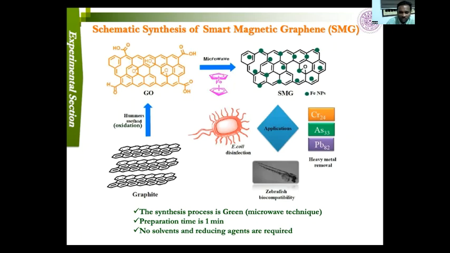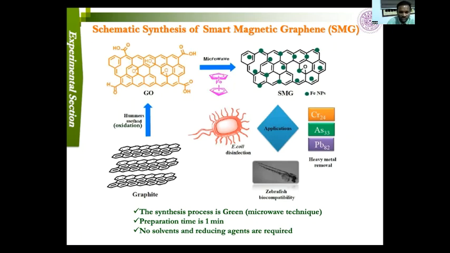After that, if the water contains bacteria, E. coli is the most common water contaminant, so we chose E. coli to demonstrate the antibacterial activity. Finally, any adsorbent should be biocompatible. To study the biocompatibility, we took zebrafish as an aquatic model, because the zebrafish genomic structure is almost close to that of mice as well as humans. That's why we took zebrafish as an animal model to demonstrate that smart magnetic graphene is biocompatible.